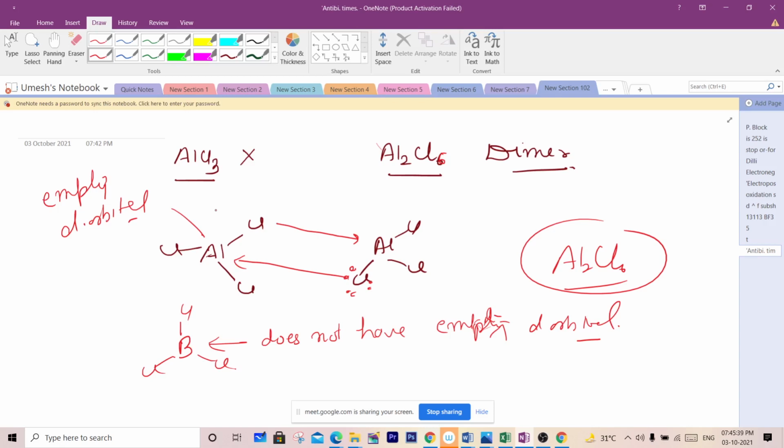And also, you could visually represent this. You could say boron doesn't have an empty d orbital by just writing its electron configuration, which is just 1s2, 2s1. So that's how you could also think of it.